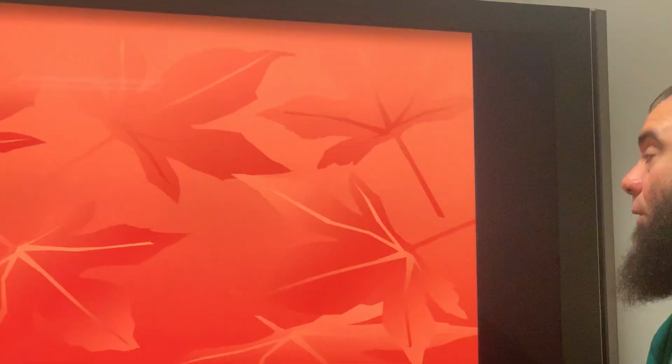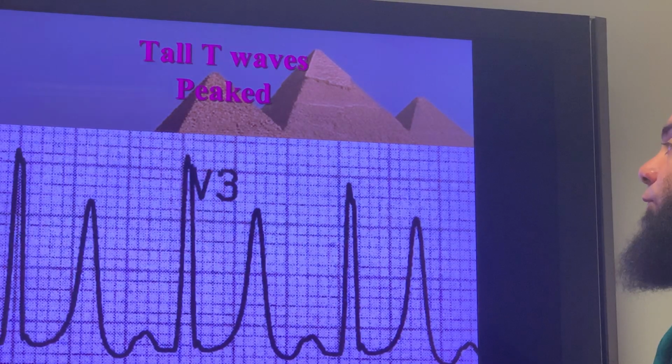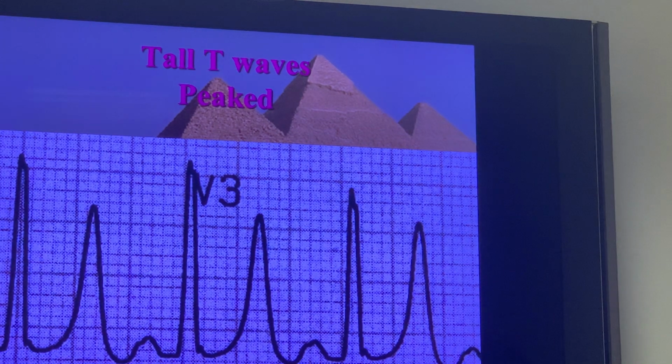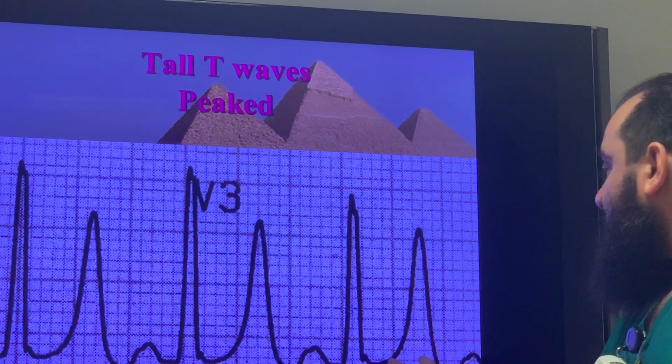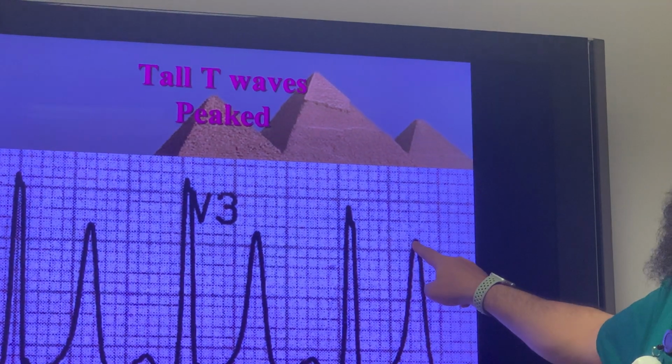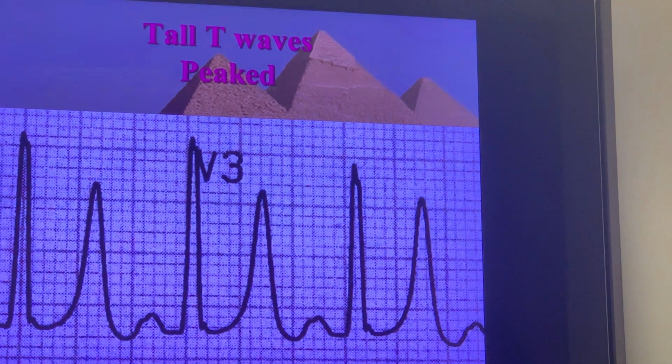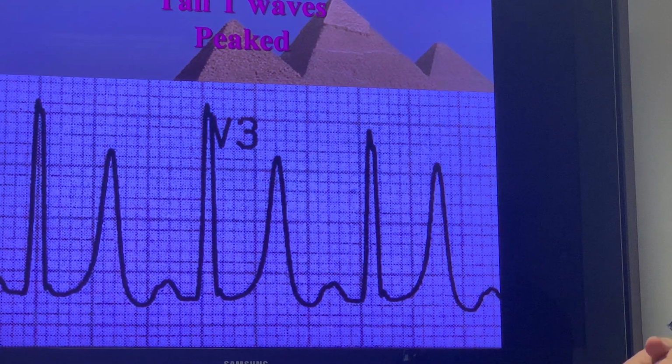Okay, so let's look at an example of a tall T wave. It is a big T wave. It has a narrow base and is tent-shaped. So it is a big one, and we know it is hyperkalemia.